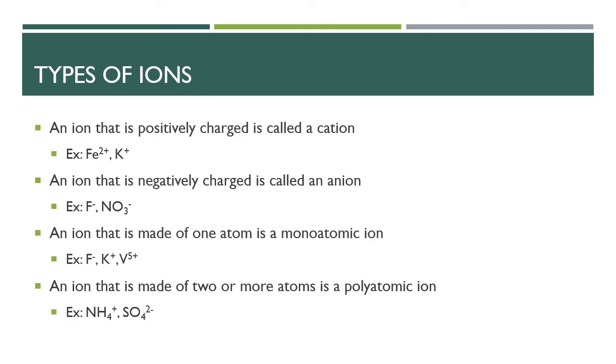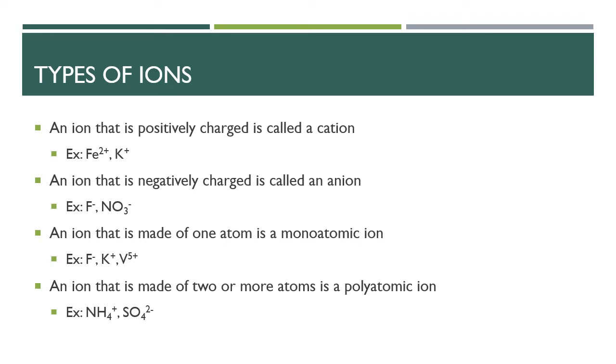There are a couple of different categories of ions. First of these is the cation, which are positively charged ions. For example, the iron 2 cation or potassium cation are positive ions. Similarly, there are negative ions known as anions. Anions include things like the fluoride ion or the nitrate ion. A quick way to remember which one is positive and which one is negative is that cations are positive.